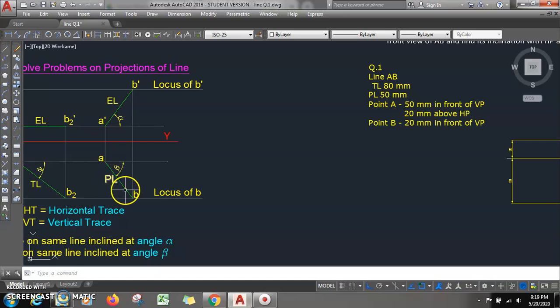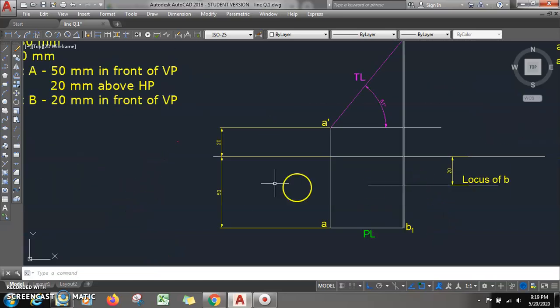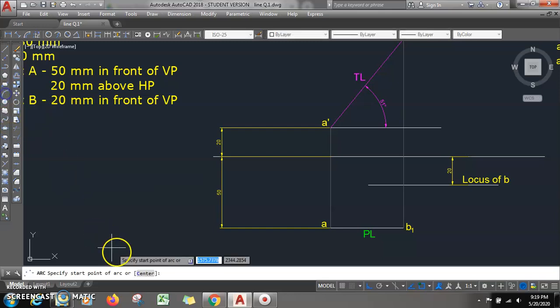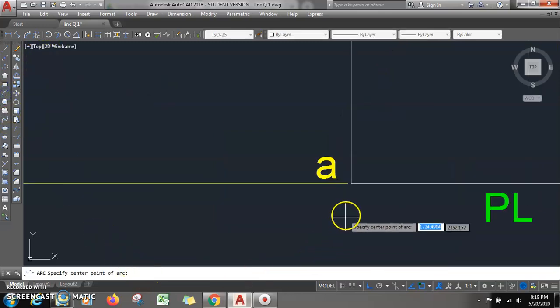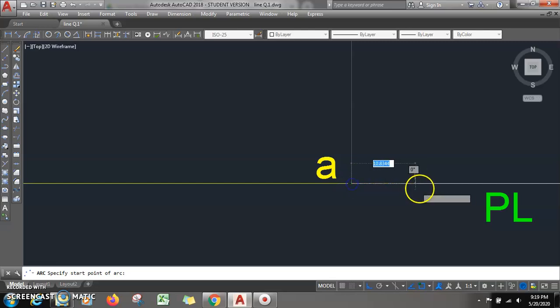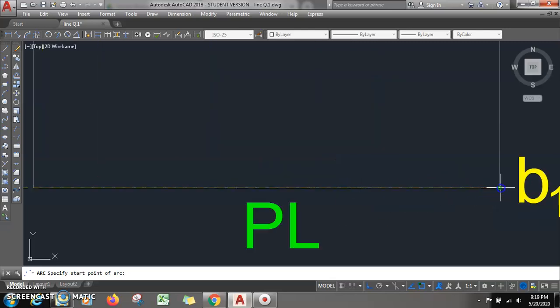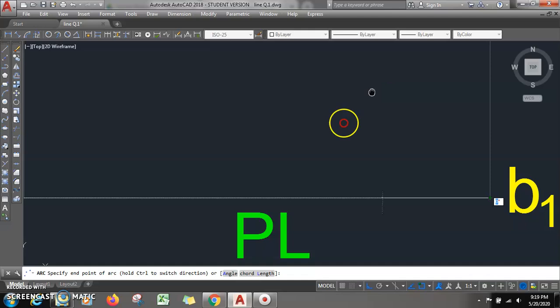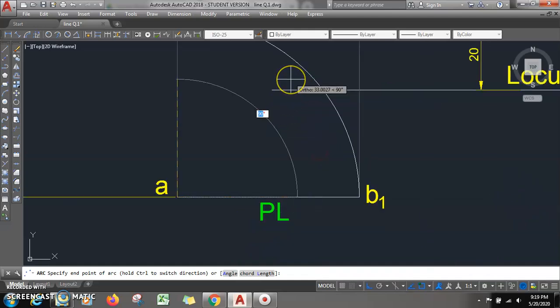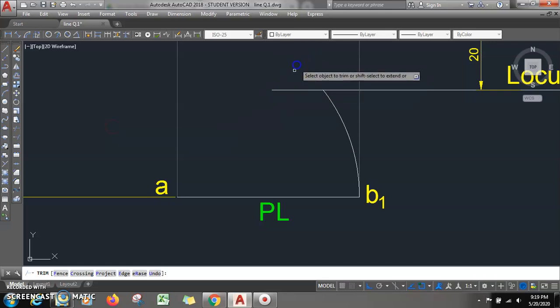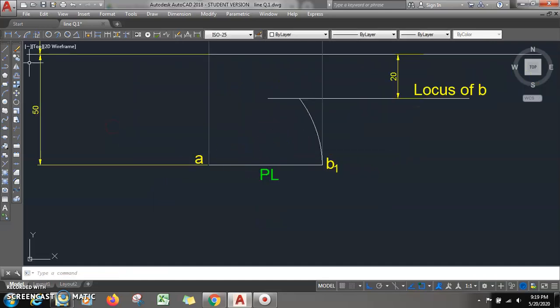So what we need to do is rotate the plan length so that we will be getting point b on locus of b. So rotate plan length, take arc, center. This a point will be the center, b1 will be the starting point. Draw arc. You see, this is the arc which we have drawn. Excess arc you can trim. So this point will be b1. Sorry, this point will be point b.